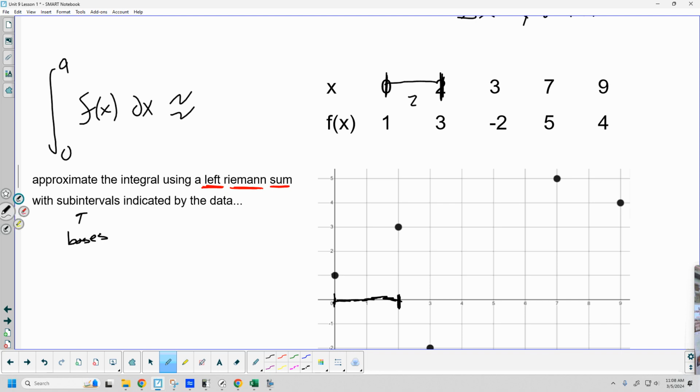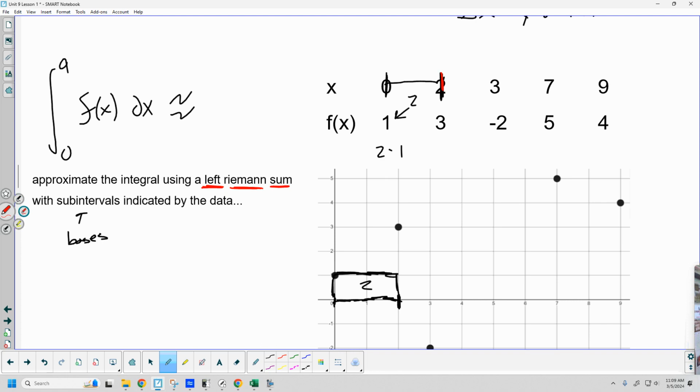What is the height that we're going to use? Well, we're going to use the y value on the left of our base. So I'm going to use this y value of 1 as the height of my rectangle over this base. And you can see this is a rectangle of area 2. You just did 2 times 1. Cool? Let me do one more and see if you guys can do the rest.